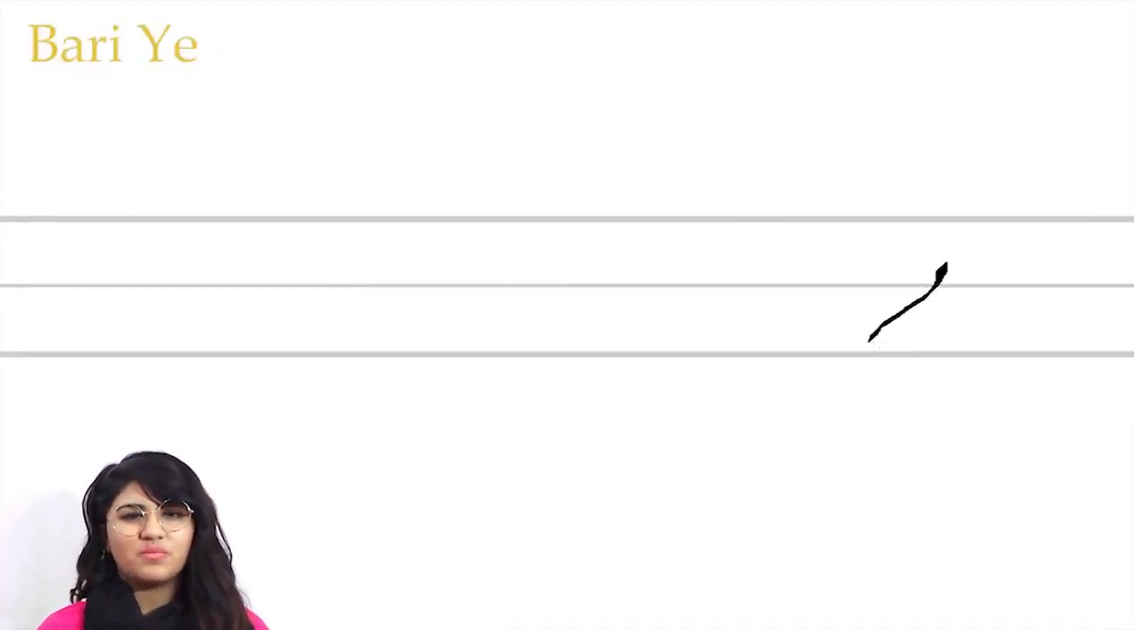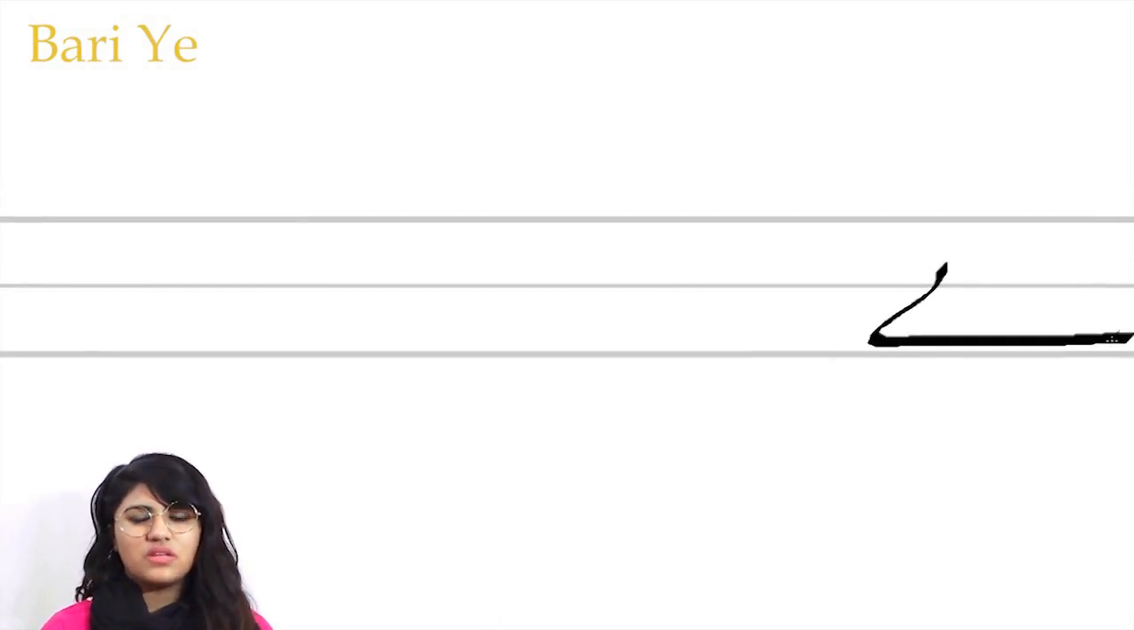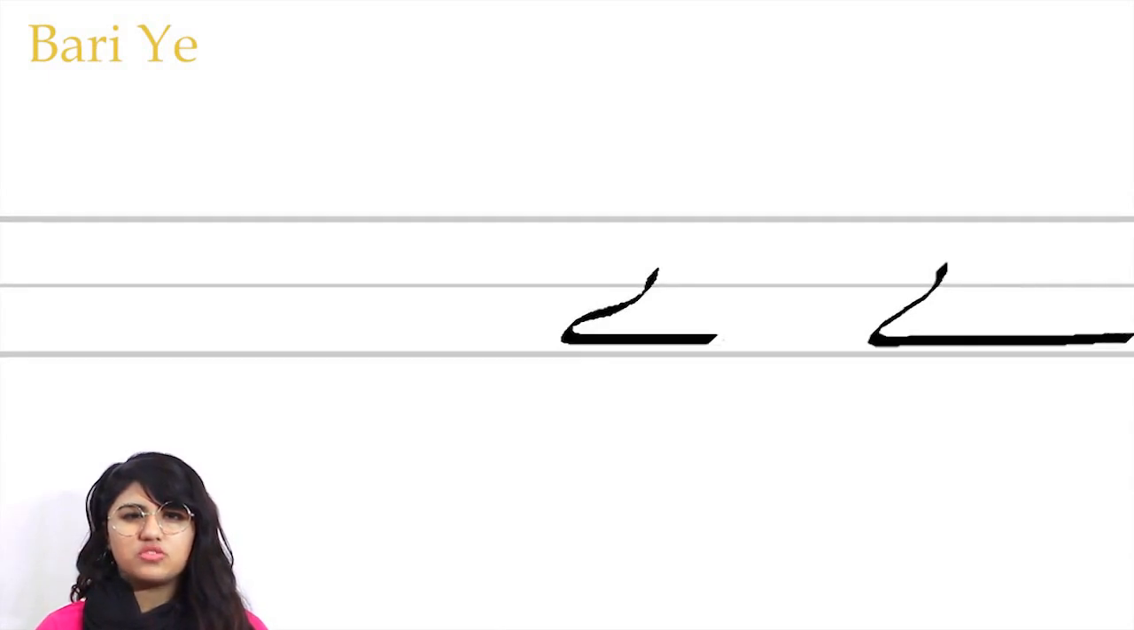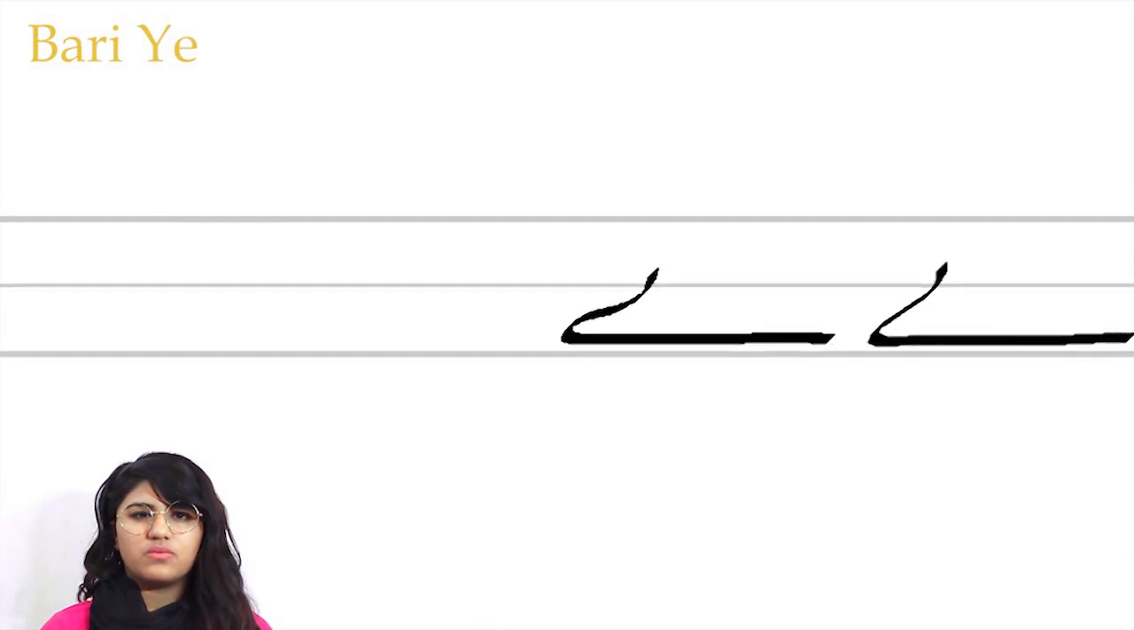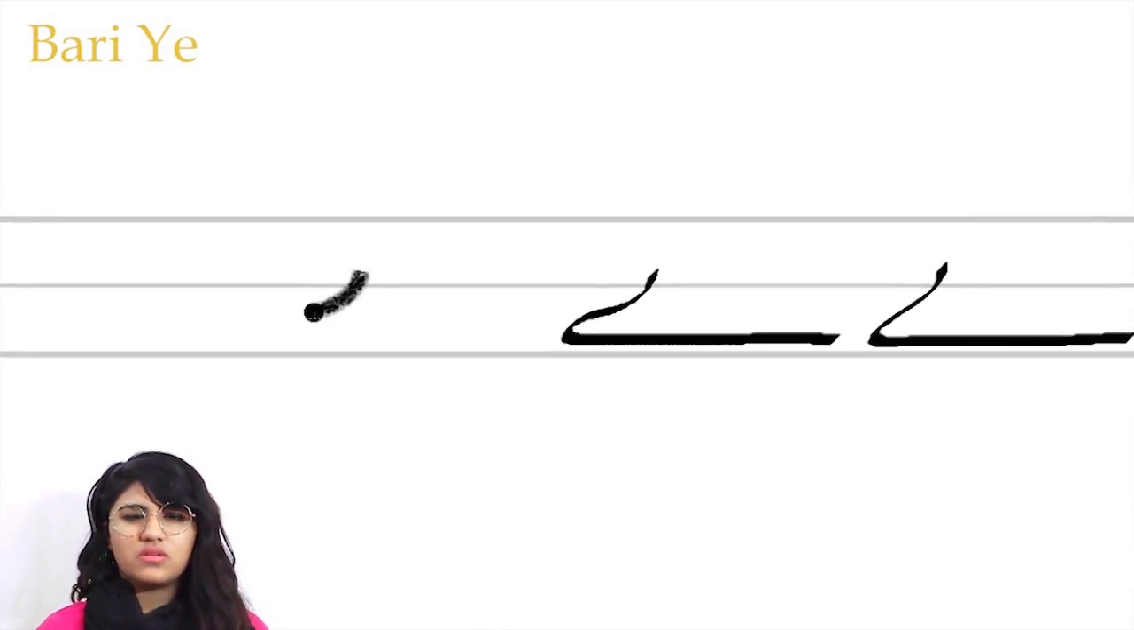Badiye, badiye. So for this one, we're gonna make it simple as well. We're gonna make a small line and then turn it to the left, make a nice angle, and then just make a straight line going across. So once more, down, angle, straight line going across.